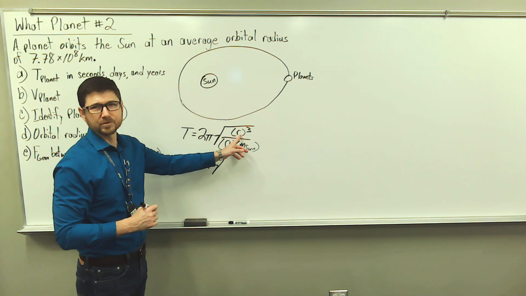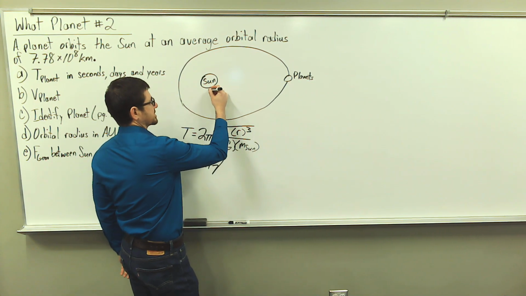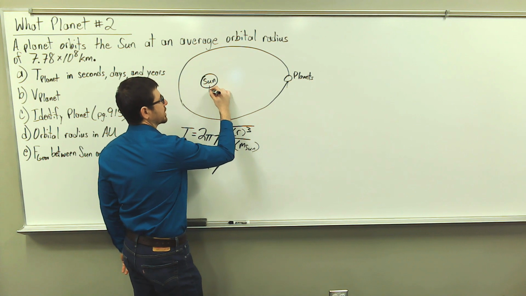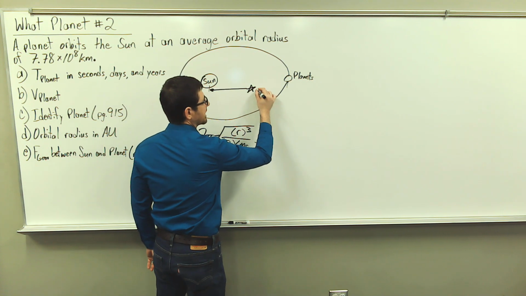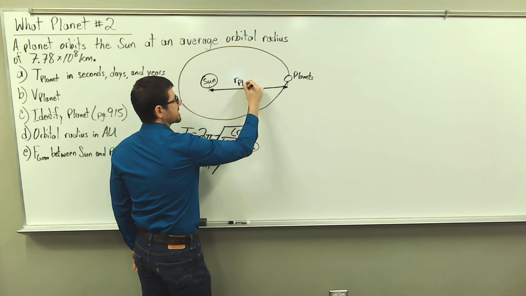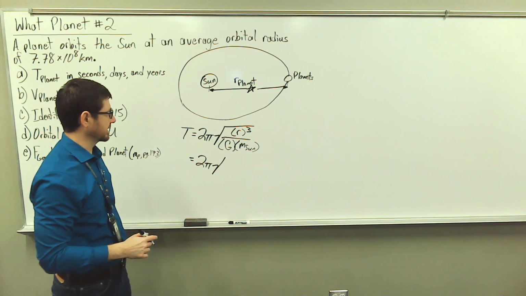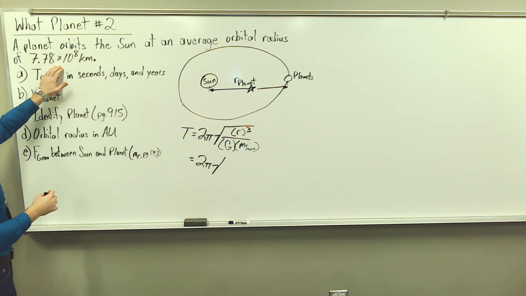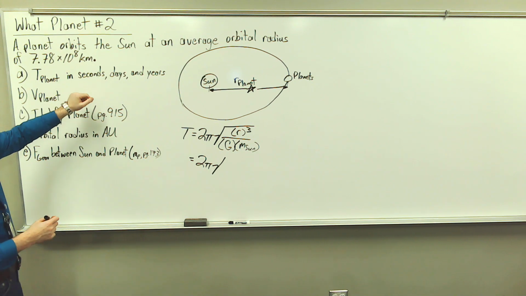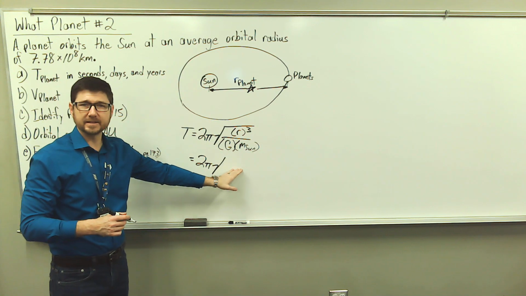So remember, the average orbital radius here is the center-to-center distance. So from the center of the sun to the center of this unknown planet. Okay? And we're going to identify this as our sub-planet. This is the average orbital radius of the planet. Okay? That's given to us here, 7.78 times 10 to the 8th kilometers. But we need to remember that the units are in meters when we plug it into the equation.